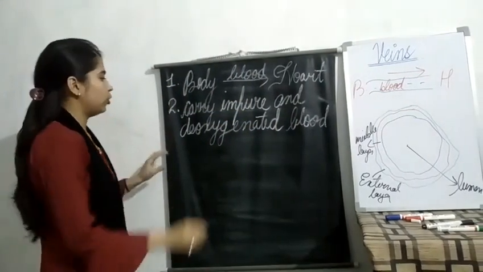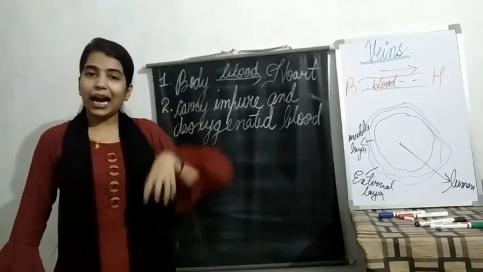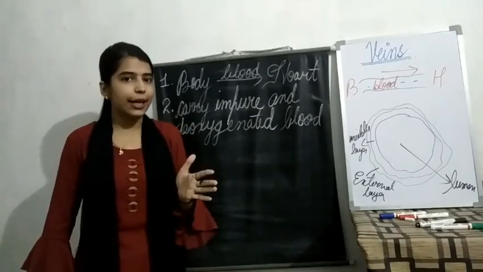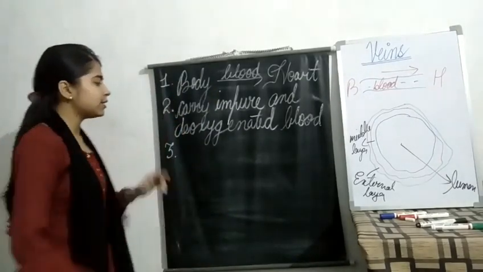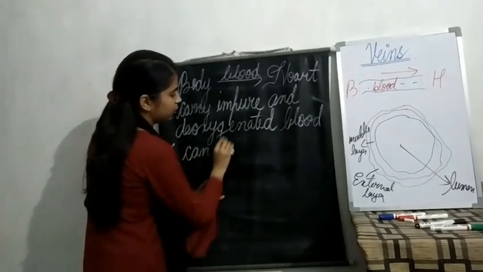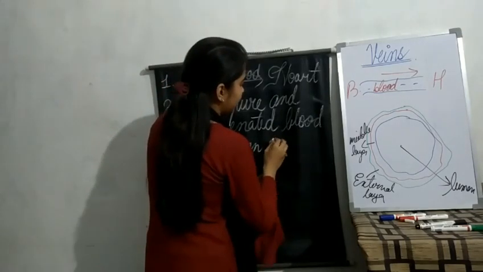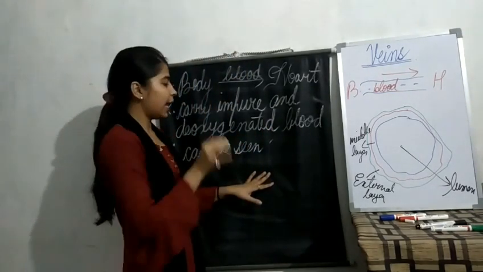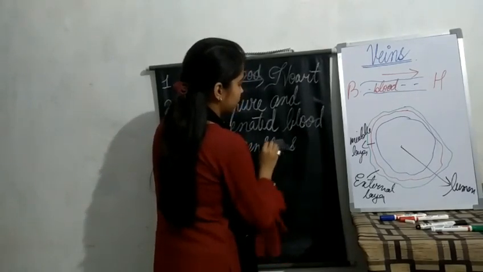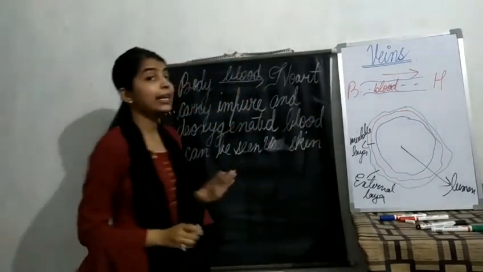Clear? Now, the third point of arteries, what was? Arteries lie deep inside your body, and you cannot see them. Opposite for veins. Veins can be easily seen. They don't lie deep inside, and you can see them under your skin. You can easily see them under the skin. They don't lie deep inside.